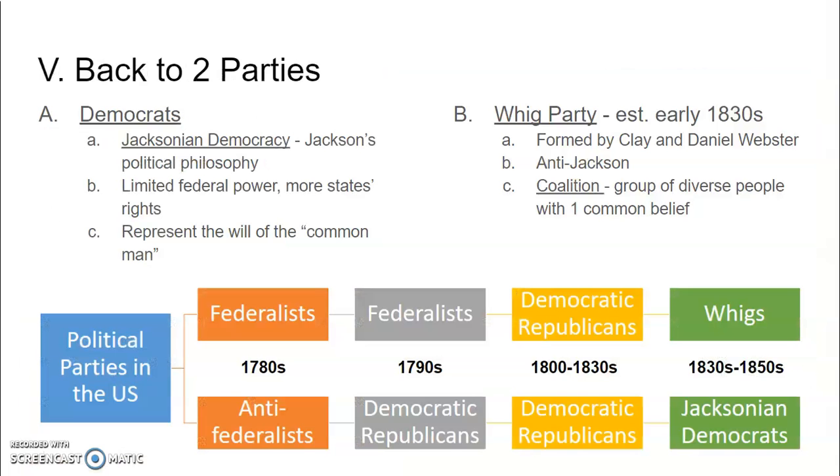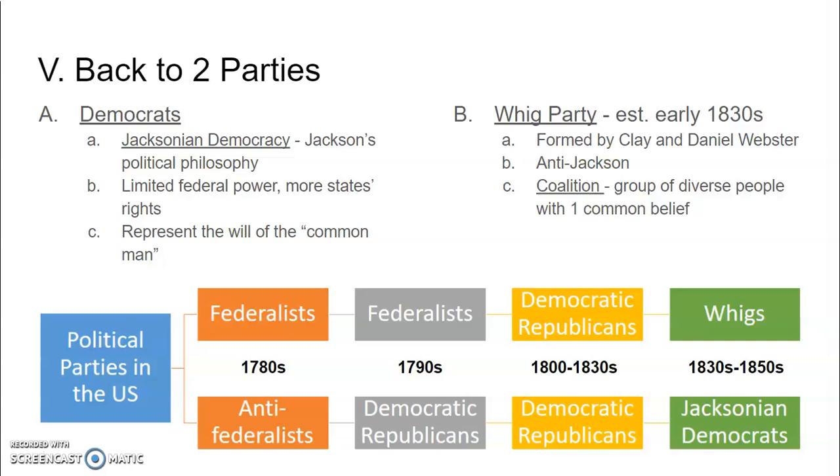So now we're kind of back to a two-party system. The Democratic Republicans have split into 2 new parties, the Democrats and the Whigs. And we'll talk about why the Whig Party has that name in just a minute. But let's start with the Democrats here.